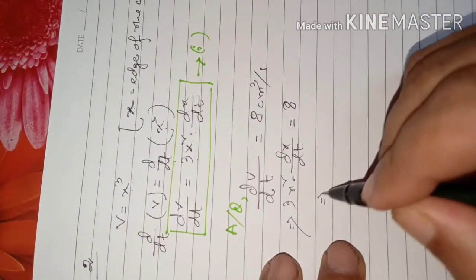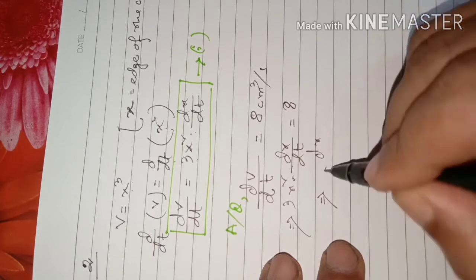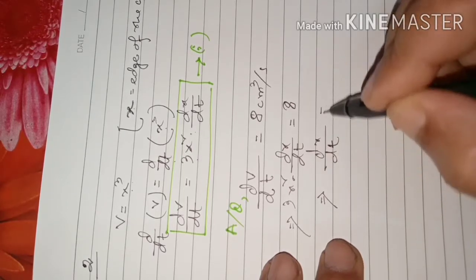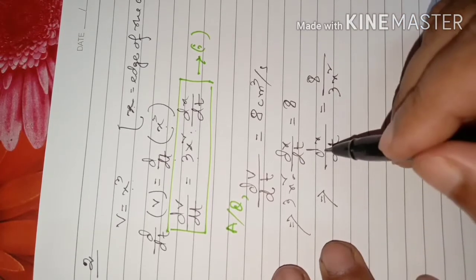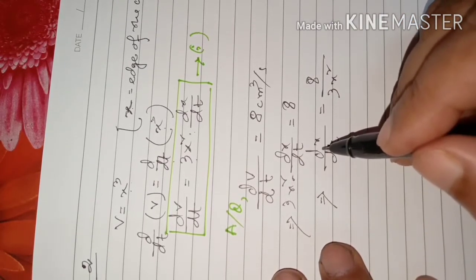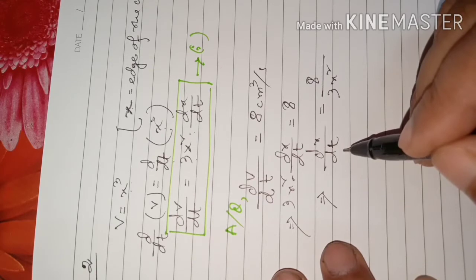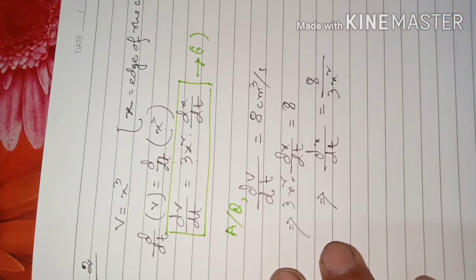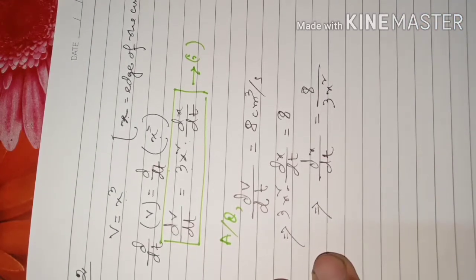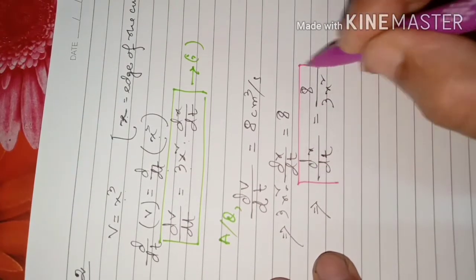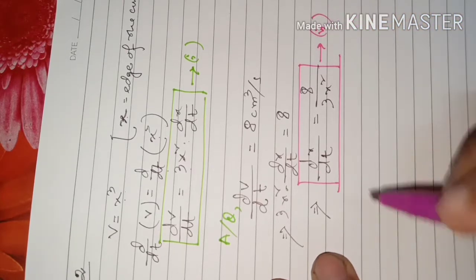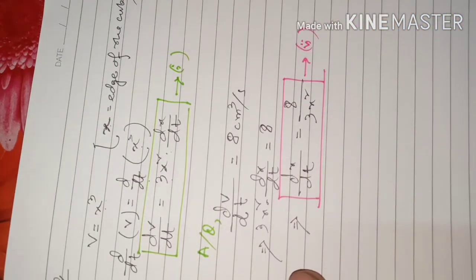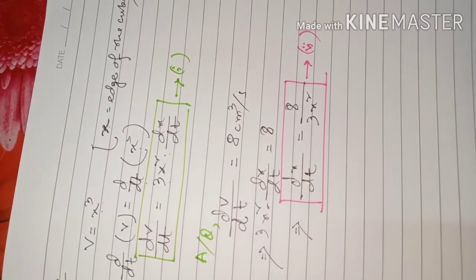So from here what you got? dx by dt is equal to 8 by 3x square. That means the rate of change of side or edge of the cube with respect to time is 8 by 3x square centimeter per second. You can remember this as 8 by 3x square centimeter per second. So this is equation 2. We may need this. Now let us go to the question once again.